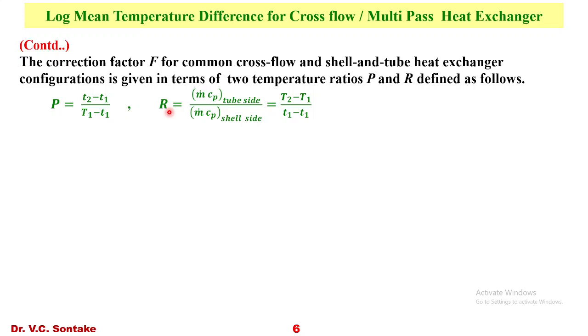And capital R, also called the capacity ratio, can be given as the product of m dot Cp on the tube side and the product of m dot Cp on the shell side, where m dot is the mass flow rate and Cp is the specific heat. After simplification, the expression for capital R becomes capital T1 minus capital T2 over small t2 minus small t1.